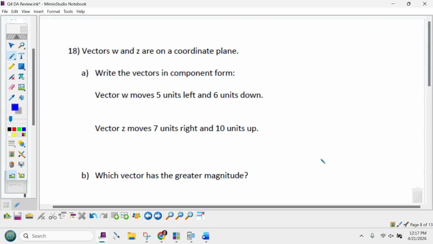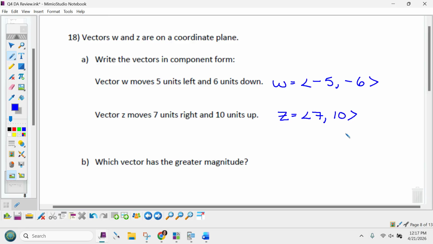What's next? More vectors. Okay. Vector W and Z are on a coordinate plane. Write the vectors in component form. W moves 5 units left and 6 units down. So those are negative directions. So I've got -5, -6. Z moves 7 units right and 10 units up. So 7 to the right and 10 up.